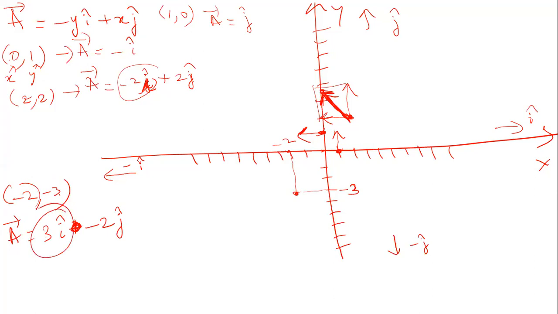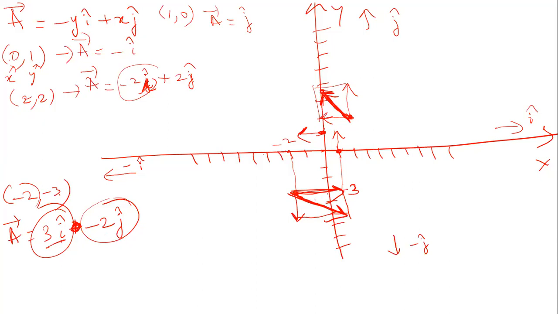Here you have 3i. 3i means in this direction 1, 2, 3. Sorry, positive 3i, in this direction 1, 2, 3. So you will have the 3i vector here. This is your 3i vector. You have minus of 2j. So from here, minus 1, minus 2, this is minus 2j. Okay. So if you look at this, the addition of plus 3i and minus 2j vector will result in a resultant vector like this.